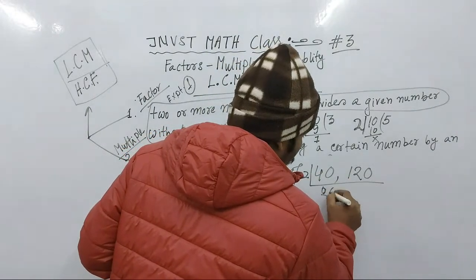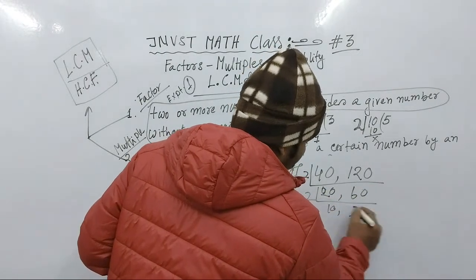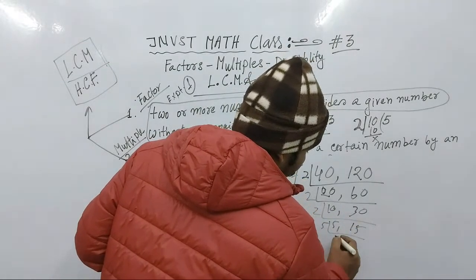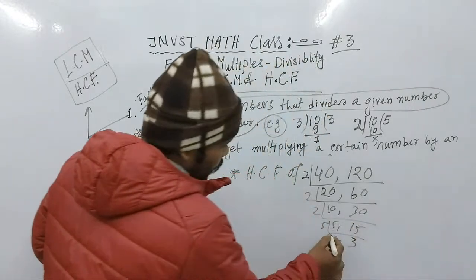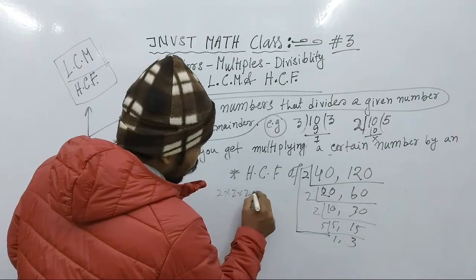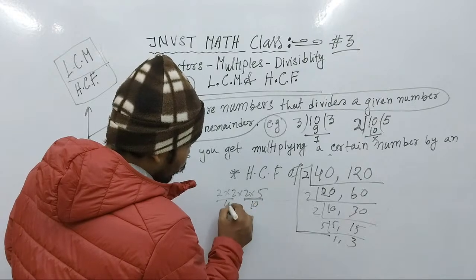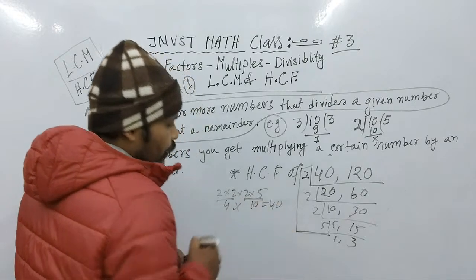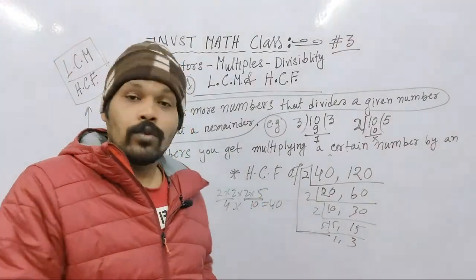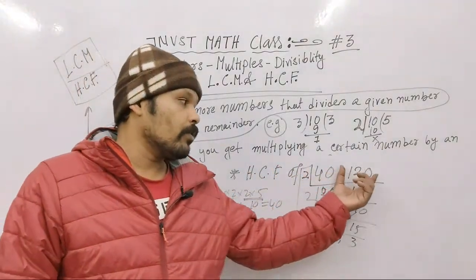2, 20, 60. 2, 10, 30. 2, 5, 15. 5, 1, 3. Then these are the common factors: 2 and 2 and 2 and 5. So 5 times 2 is 10 and 2 times 2 is 4, 4 into 10 equal to 40. Why, Soumita? Why have you told that 20 will be the HCF of 40 and 120?